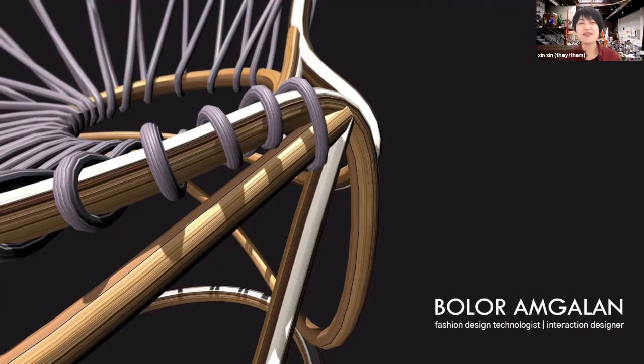So today we have a very special guest, Bolor Amgalan, who is actually teaching the lab section for critical computation.